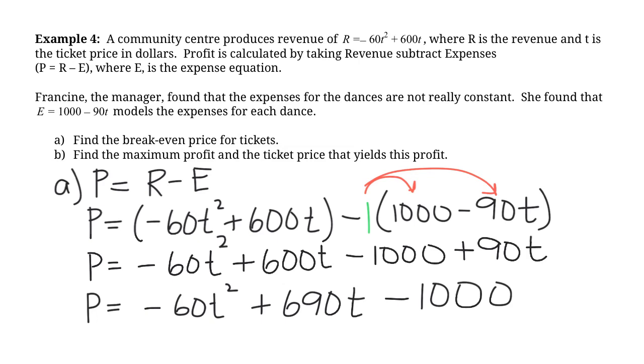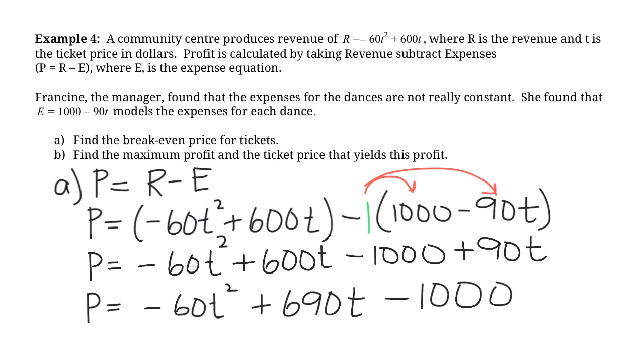Part A asks us to find the break-even price for these dance tickets. I have an equation right now that is in standard form. To find the break-even prices or break-even points means I need to find my x-intercepts or my roots or my zeros, and the only way I can do that is to attempt to factor my equation.